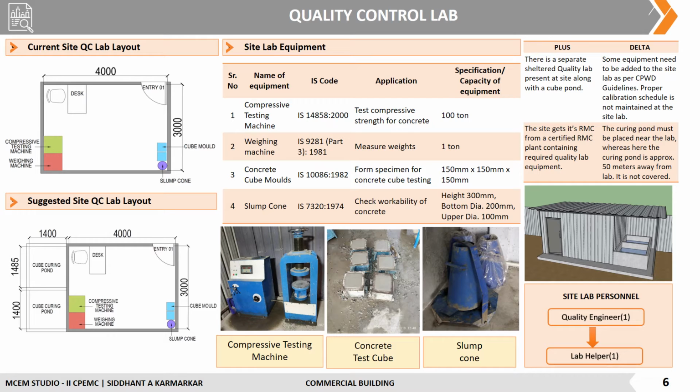Quality control lab. The current site QC lab layout shows the different testing machines present on our site, and the suggested site QC lab layout is based upon our suggestions to bring the cube curing pond near to the QC lab. The table here shows the different site lab equipments used for testing which are present on the site. The site lab personnel include a quality engineer and a lab helper.